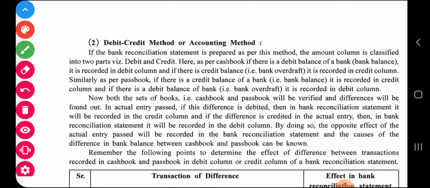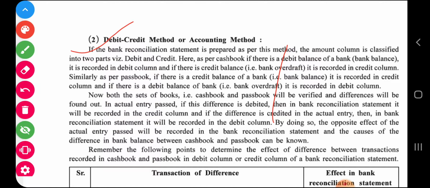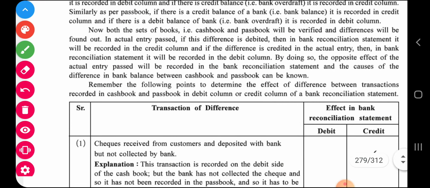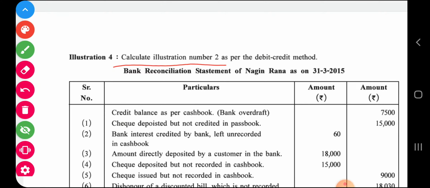Now what we have to focus on is the debit credit method of preparing BRS, that is page number 275. In the debit credit method of preparing BRS, we have to prepare a statement or table where the format is like this. Illustration number 4: Calculate illustration number 2 as per debit credit method. That means we have to use the data of illustration number 2 and apply the debit credit method of preparing BRS.